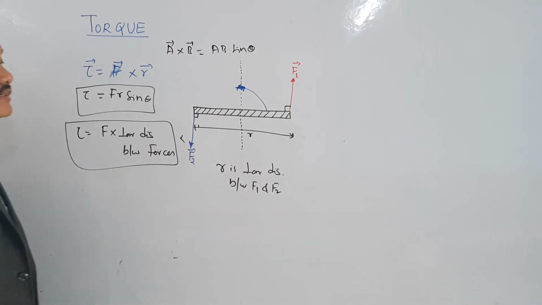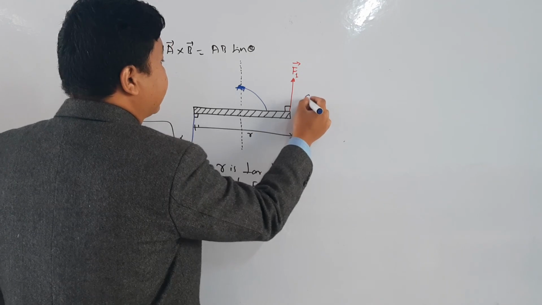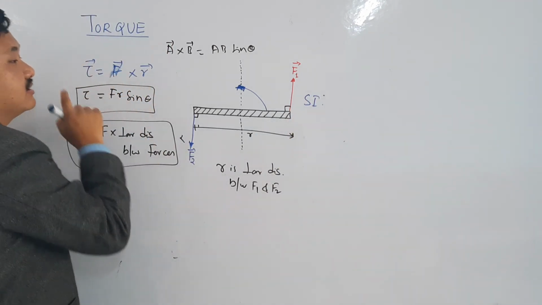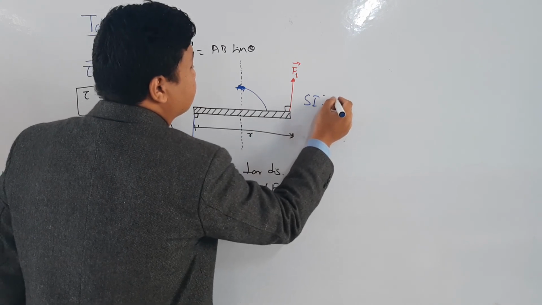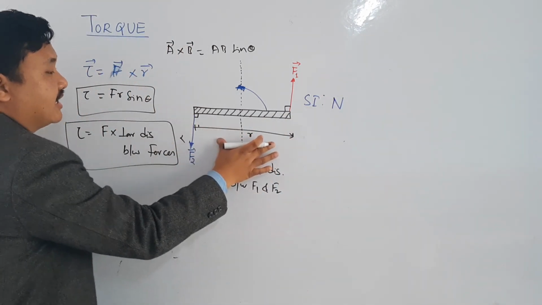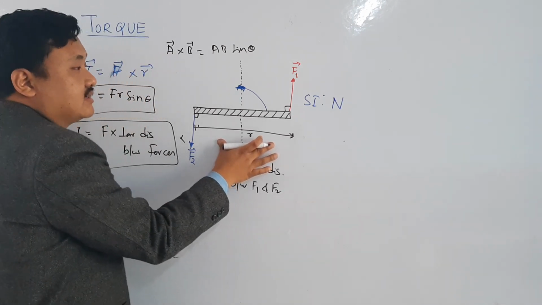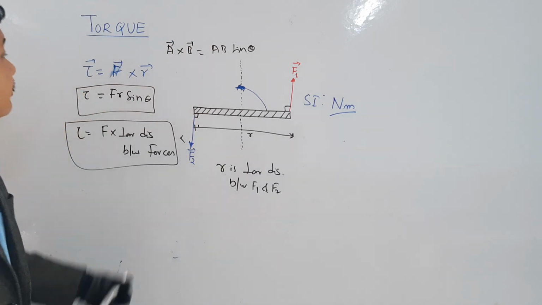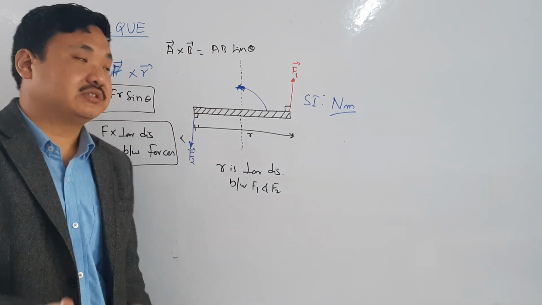So what is the SI unit? You have force here, and the unit of force is newton, and this is r, the measurement of distance, and distance has the unit meter. So the SI unit of torque is newton meter.